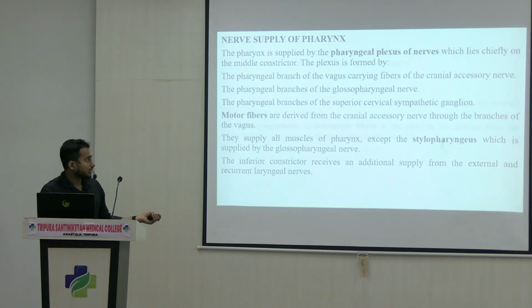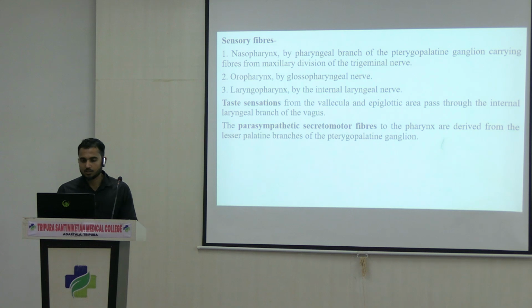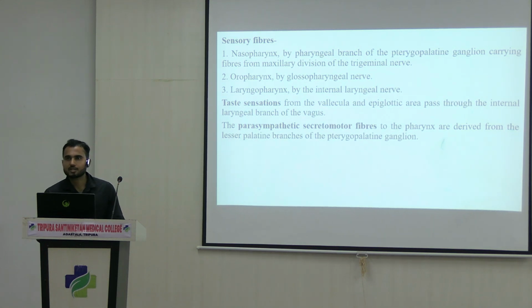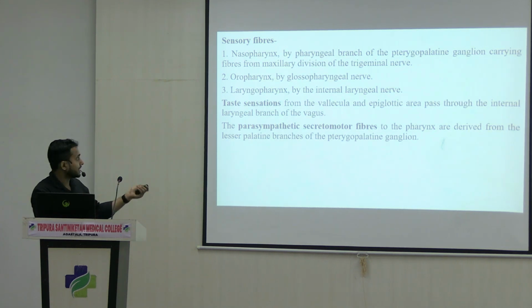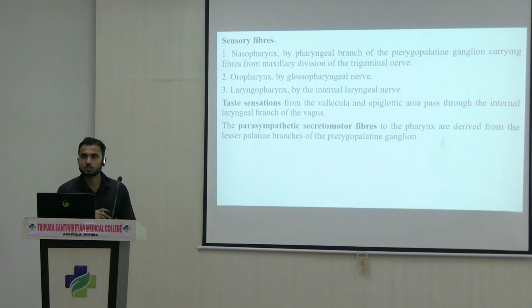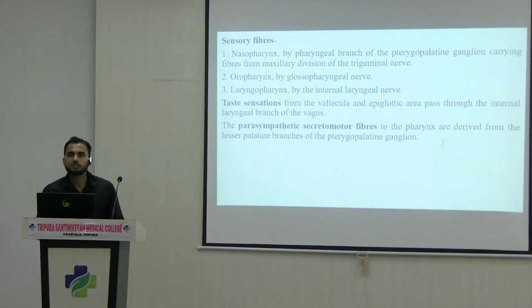Okay. Next is the sensory supply. Okay, so sensory supply again it is of two types. What are these? Taste sensation and general sensation. Two types of sensations are there. Okay. Now, as you can see, again it is different. Nasopharynx by the pharyngeal branch of pterygopalatine ganglion. Okay, which are the fibers of maxillary division of the trigeminal nerve. तो जो सेंसरी पार्ट है for nasopharynx, it is mainly done by the maxillary division of the trigeminal nerve.